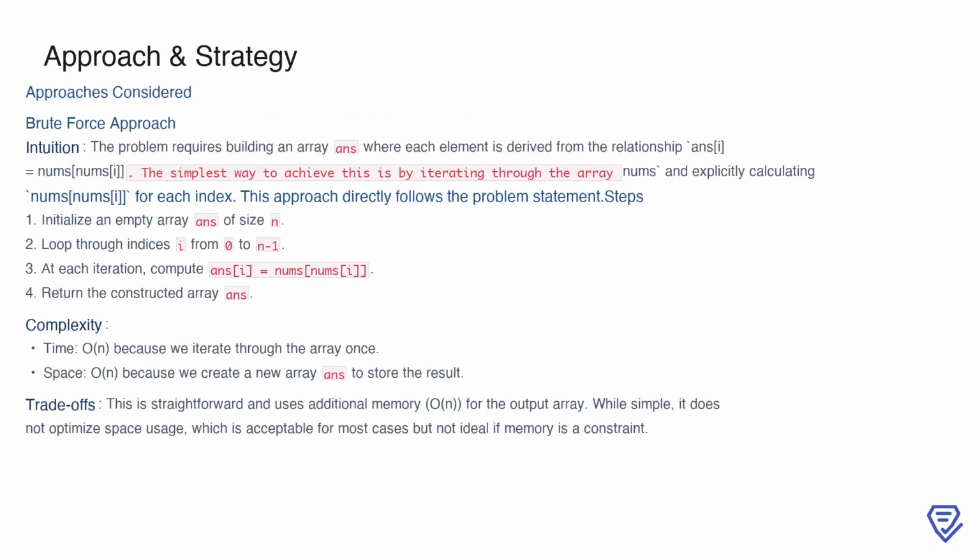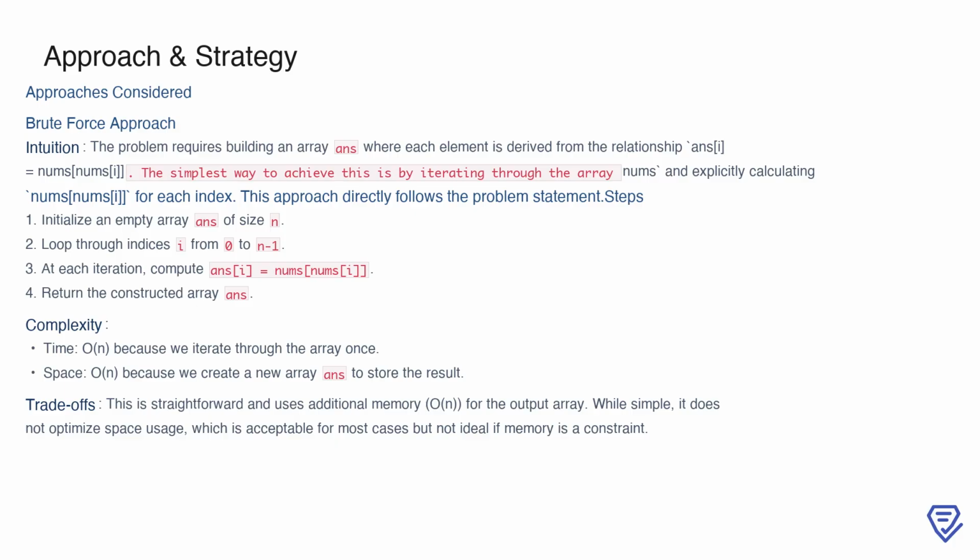To start, let's consider the brute force approach. The intuition here is straightforward. We need to build a new array, ans, where each element is determined by the relationship ans[i] equals nums[nums[i]]. This means we directly follow the problem statement by calculating the value for each index step by step.